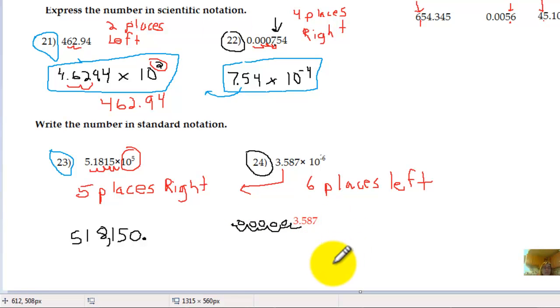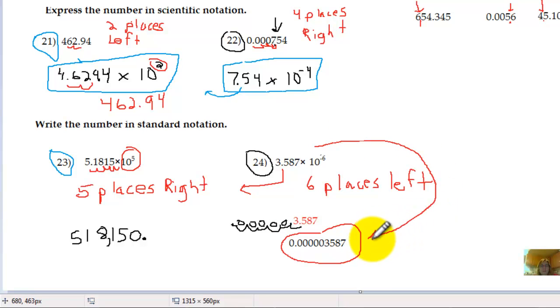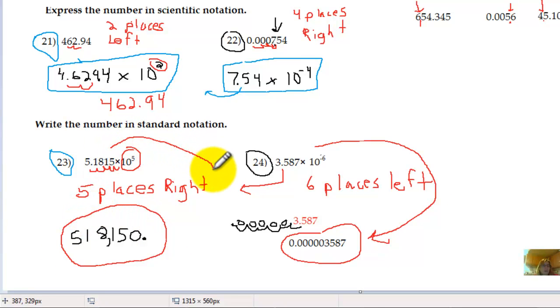So in the end, our number now looks like point. You can do the decimal or you can do 0 point. This 0 here does not mean anything. So we have 1, 2, 3, 4, 5, 3, 5, 8, 7. That's what our number looks like when we're done. So in standard form, this exponent becomes this. In standard form, this exponent becomes that.